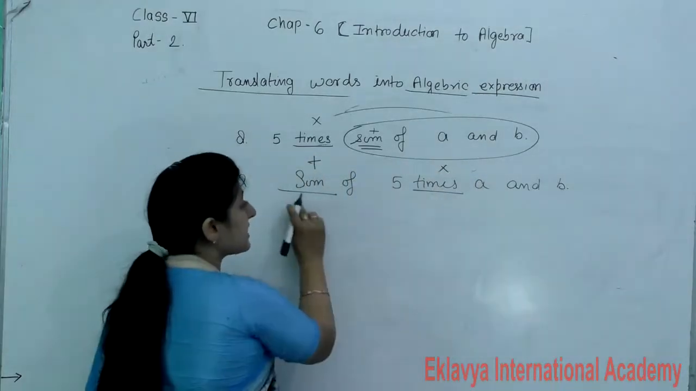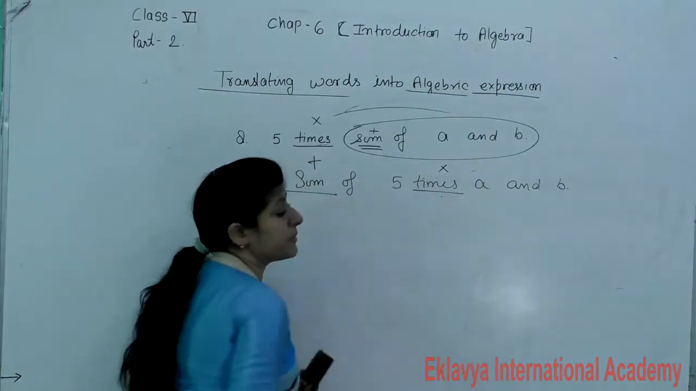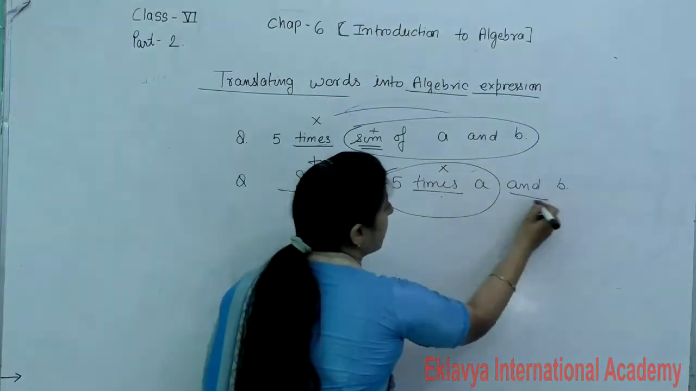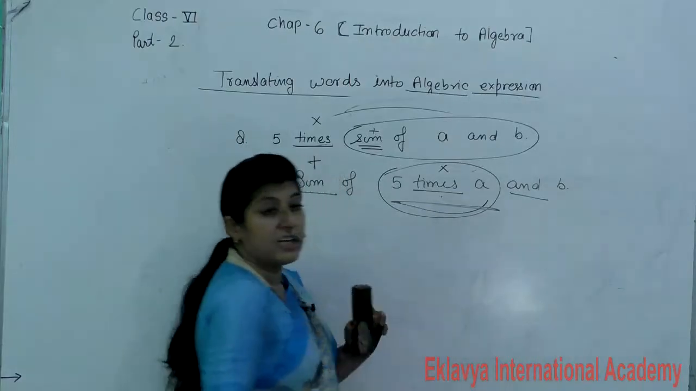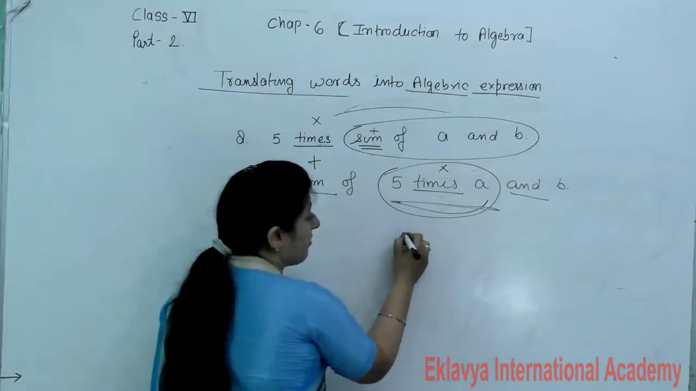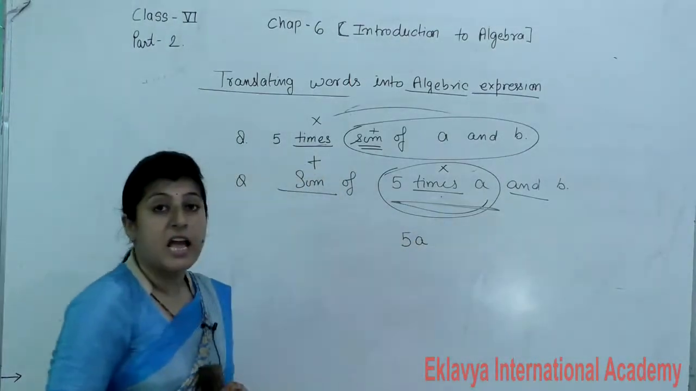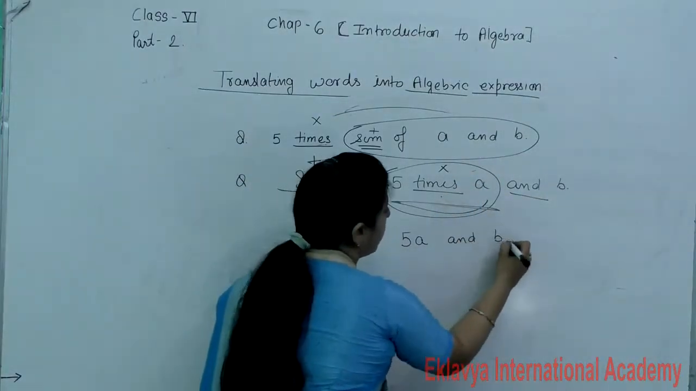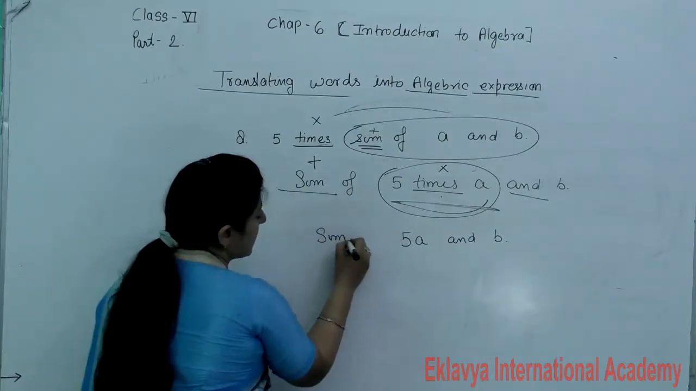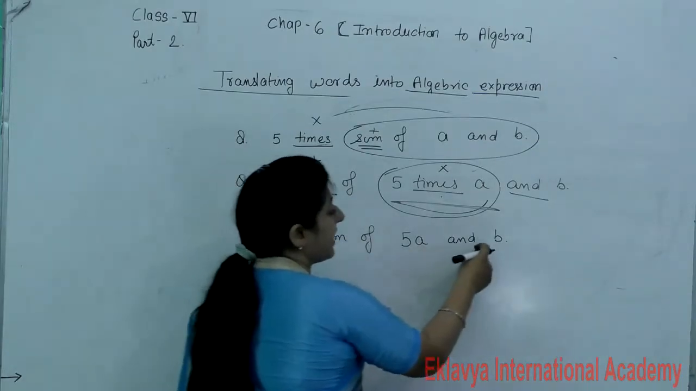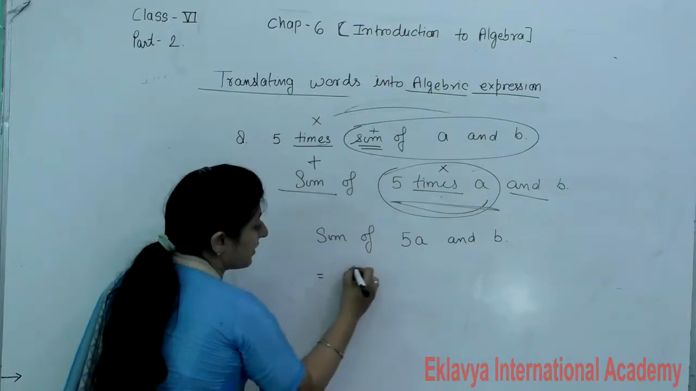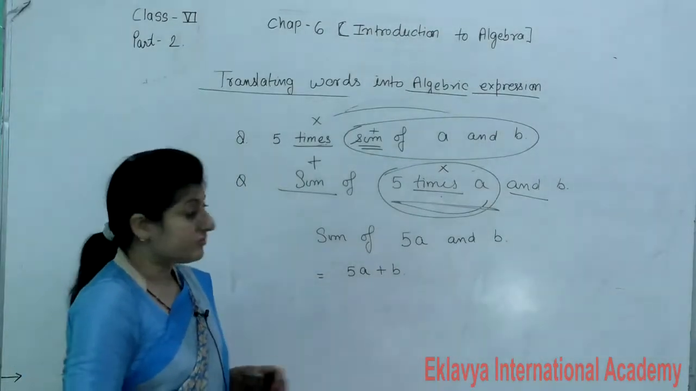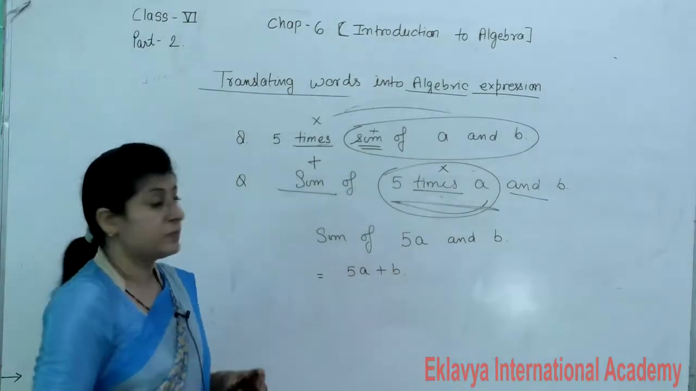But here see, what comes before sum of? Times. It means firstly we will solve times. So 5 times A, this is a complete thing. 5 times A means 5A, and B. Now your question is sum of 5A and B, then our answer will be 5A plus B. So this type we write down.